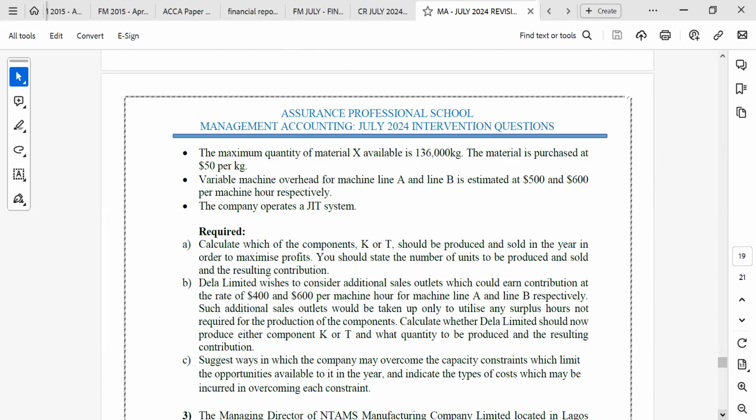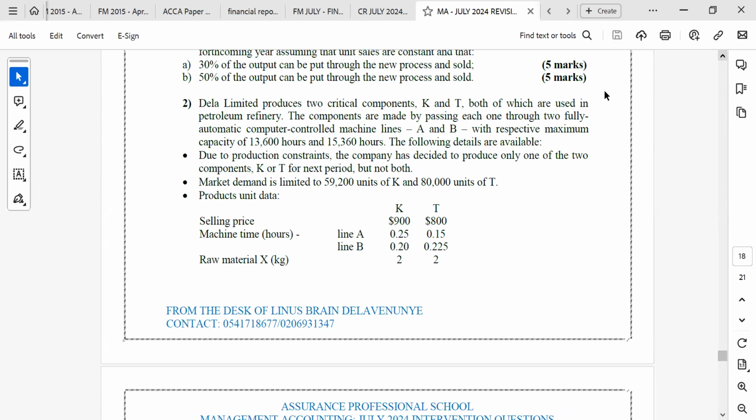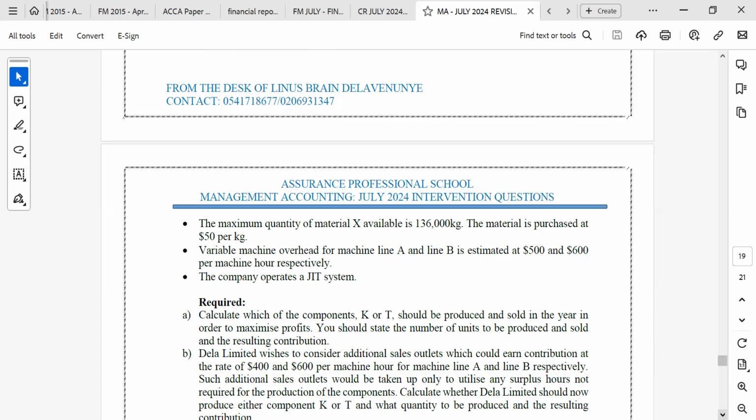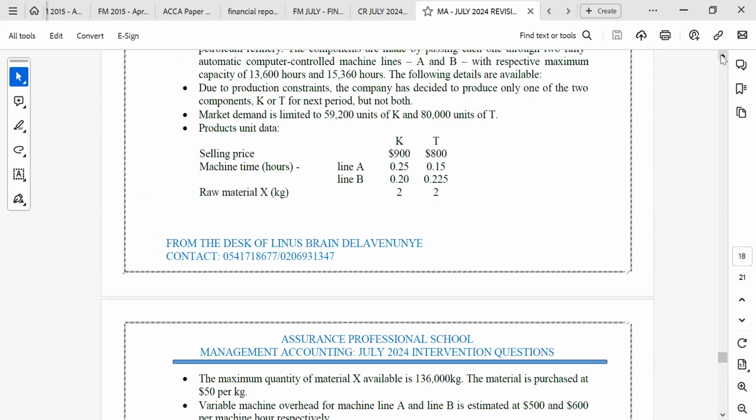So let's look at the requirements. Calculate which of the components K or T should be produced and sold in the year in order to maximize profits. You should state the number of units to be produced and sold and the resulting contribution. Very simple. Okay, let's come here. All right. Products, we have the K and T. The market demand is 59,200 and 80,000. Okay. We will actually look at that, but let's come here. All right. What is the selling price for each of these products?